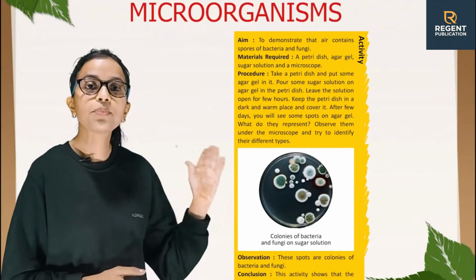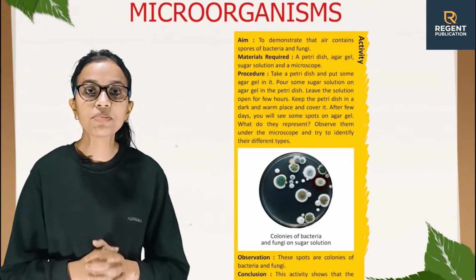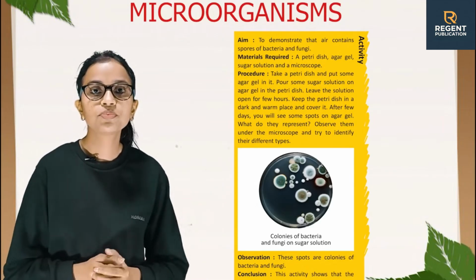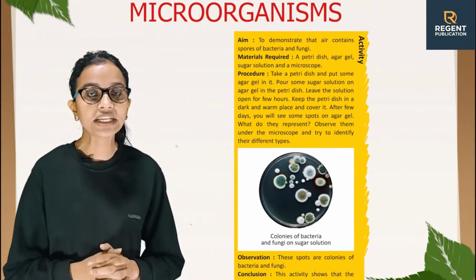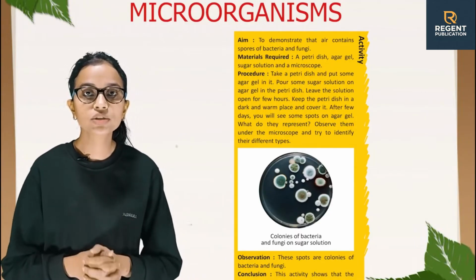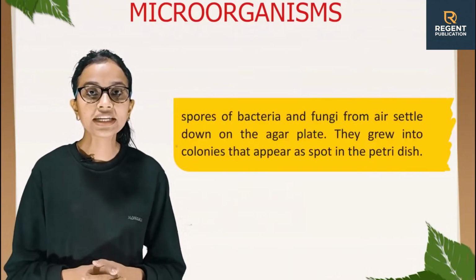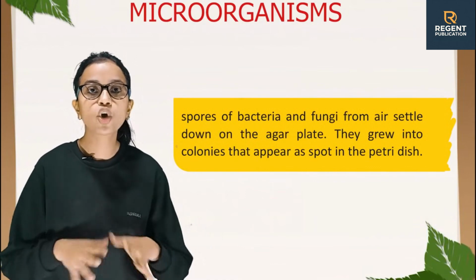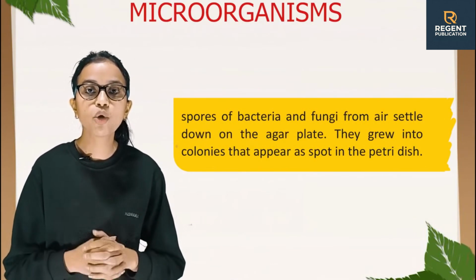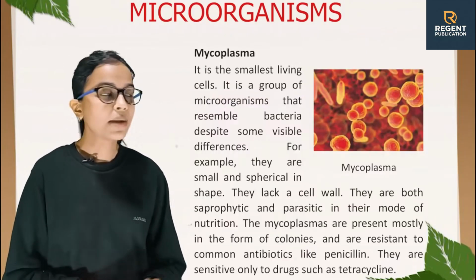So, this is the picture showing colonies of bacteria and fungi on sugar solution. Observation: these spots are colonies of bacteria and fungi. And the conclusion is, this activity shows that the spores of bacteria and fungi from air settled down on the agar plate. They grew into colonies that appear as spots in the petri dish.